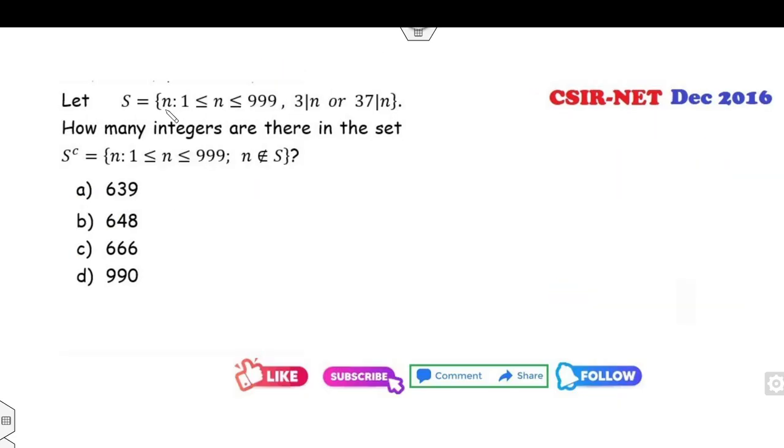Let S be the collection of all those integers which lie in this range. Firstly, you can find the number of the integers. It will be 999 minus 1 plus 1, that will be 999. Then all those numbers which are divisible by 3 I call A, and I call the others B. Your target is the S complement. So what is the cardinality of A?